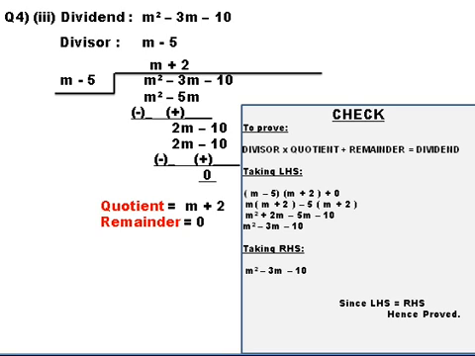In order to cross check your result, you have to see that divisor multiplied to quotient and the remainder added to it should give you the dividend. That means divisor into quotient plus remainder should be equal to dividend. So taking the left hand side, we have m minus 5 into m plus 2, and then we will add 0 to it. 0 added to anything is the same thing.